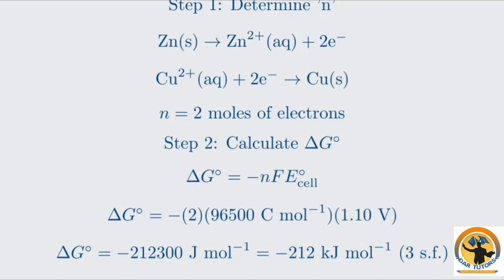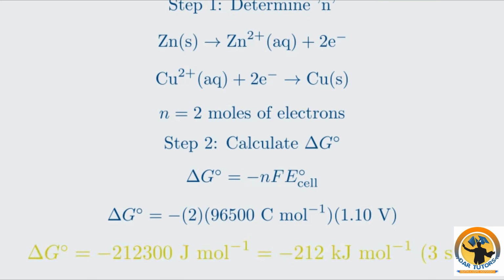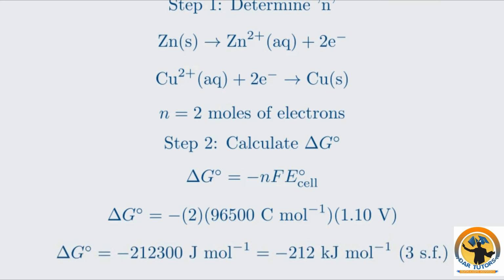This calculates to negative 212,300 joules per mole, or approximately negative 212 kilojoules per mole when rounded to 3 significant figures. This large negative value for delta G naught confirms the Daniell cell is thermodynamically spontaneous, and the process would release 212 kilojoules of energy per mole of zinc consumed, which is then converted into electrical work.